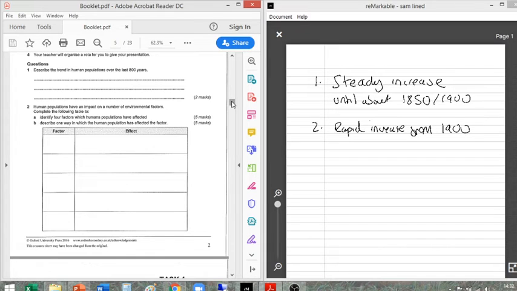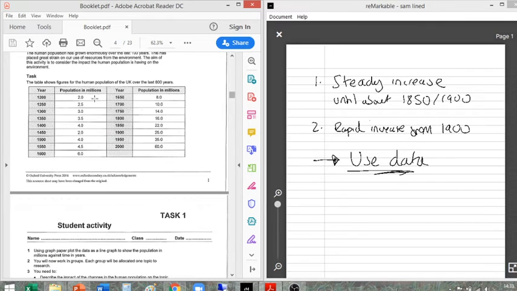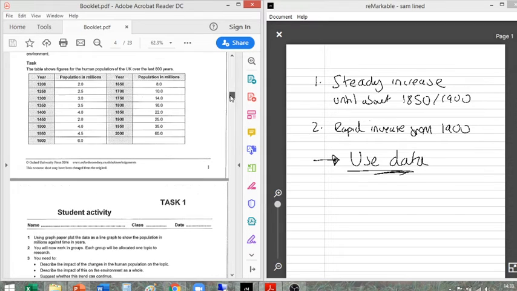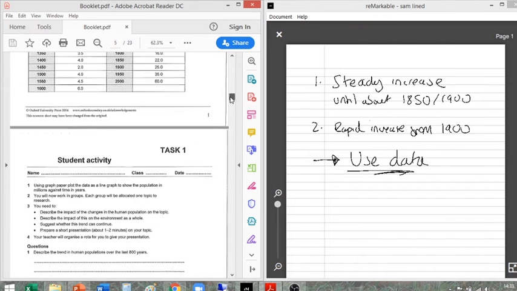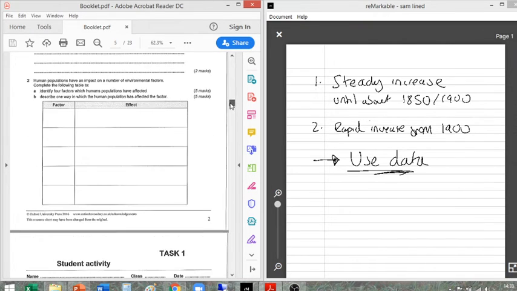Now this is a describe question. If you're to describe any sort of data, you must use it in order to claim those marks. So a steady increase until about 1900, okay, but how much has it increased by? It started at 2 and it ended at 25. So in a 700-year period, there's been an increase of 23 million. The rapid increase from 1900, again, in a 100-year period, we've got an increase of 35 million. So in the last 100 years, there's been more population growth than the 700 years prior, which is big.